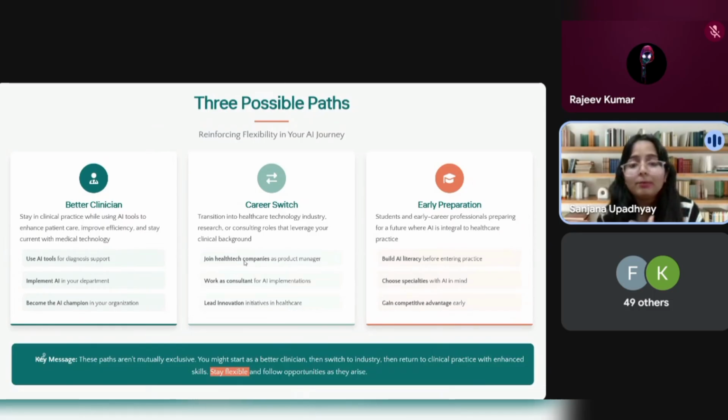So there are these three possible paths. You can become a better clinician by using AI. You can actually switch your careers, and you can have early preparation for building. You can have early preparation for switching into AI as well.